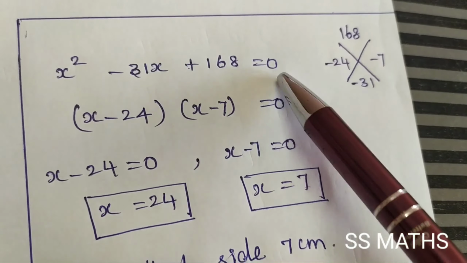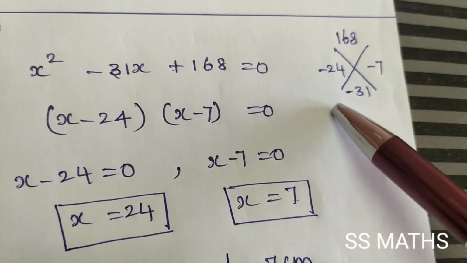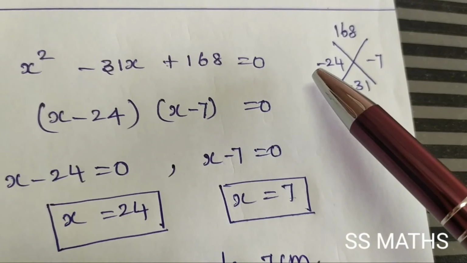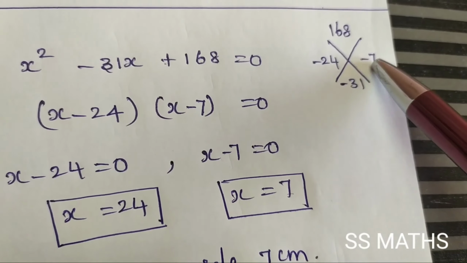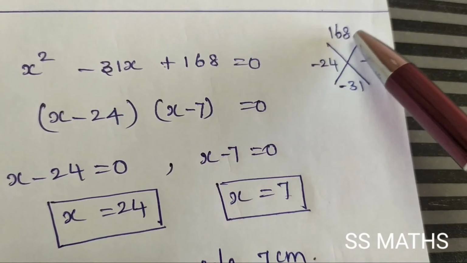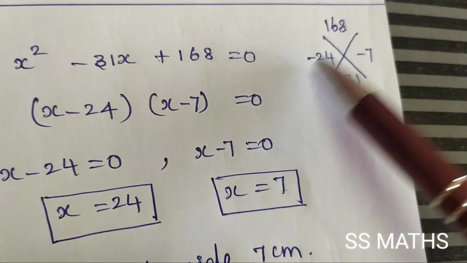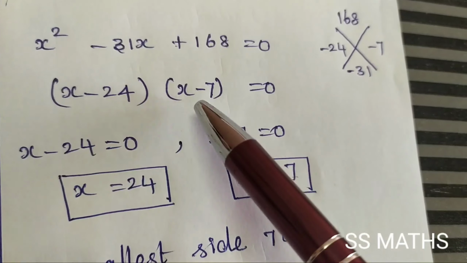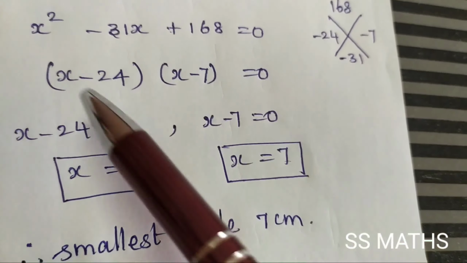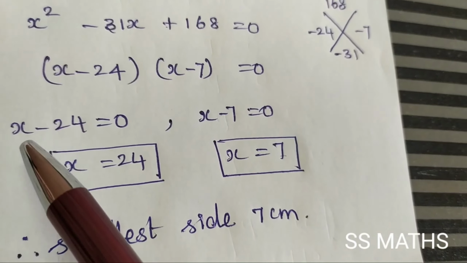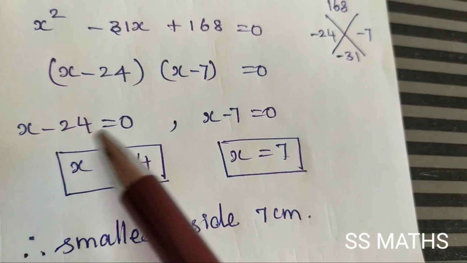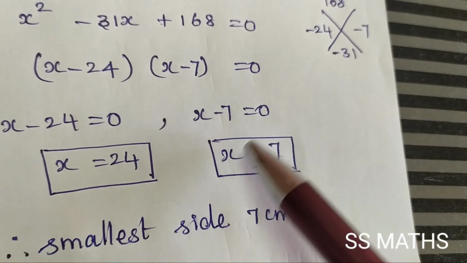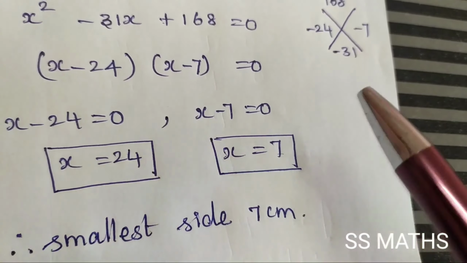This is a quadratic equation. This is factorize pannalam. Factorize panna product value 168 varanum, add panna value minus 31 varanum. So minus 24, minus 7. The rendu product pannina minus of minus plus 168. Minus 24 um minus 7 add panna minus 31. Appa two factors are x minus 24 into x minus 7 equal to 0. The two factors ah 0 ku equal pannu. X minus 24 equal to 0, so x equal to minus 24 change to plus 24. X minus 7 equal to 0, x equal to the minus 7 change to plus 7.